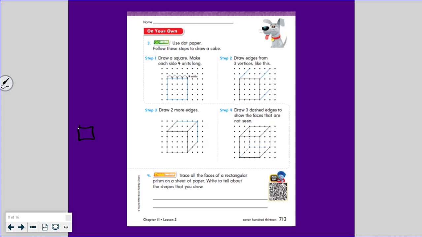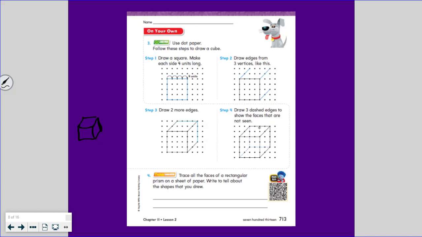Okay? Now you're going to draw edges from the vertices like this. So from this vertex, you're going to draw an edge. And from this vertex, you're going to draw an edge. So you're going to go from 3 vertices. And so these lines, these edges, are equal lengths. I'm going to do the same thing. Okay, so now I have 1, 2, 3, just like in the drawing. And then step 3, you're going to draw 2 more edges. So you're going to connect. It's almost like connecting the dots. So we're going to connect that one, and we're going to connect this guy right here. Okay?